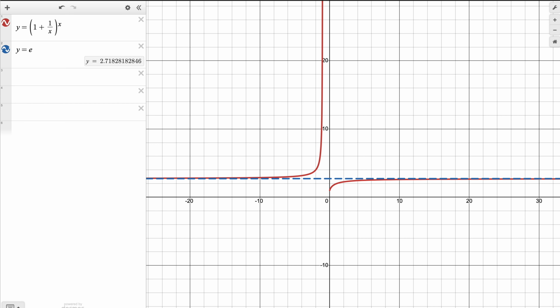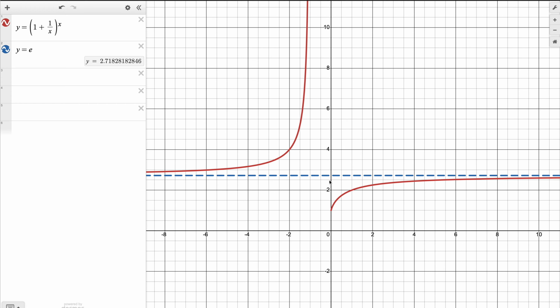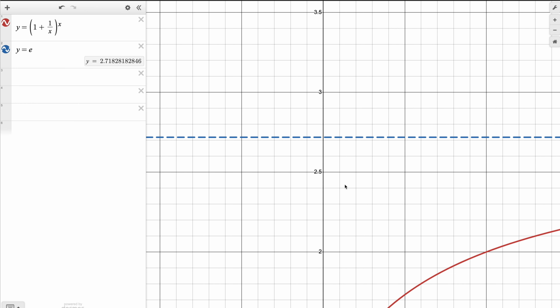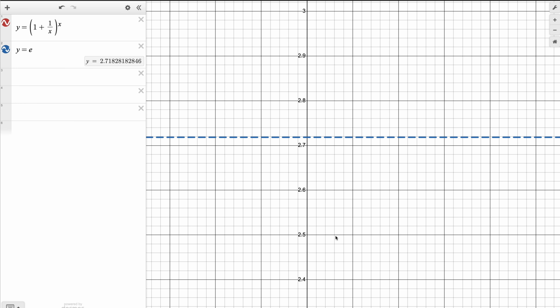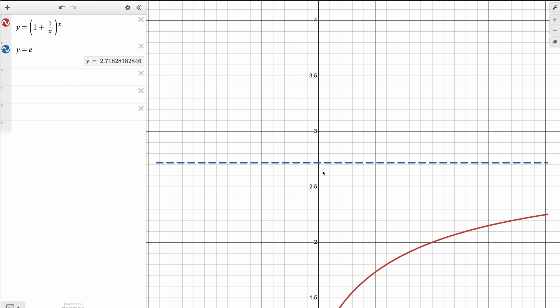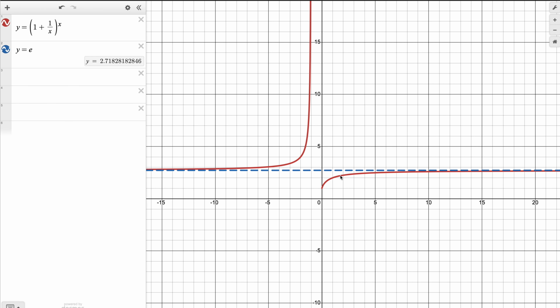Okay, so I've graphed the curve y equals the quantity 1 plus 1 over x to the x power. That's in red here. And also the horizontal line y equals e, which is dashed in blue. So this is right at e here. We can see if we zoom in, we're about 2.71828, right? So that's our line e.